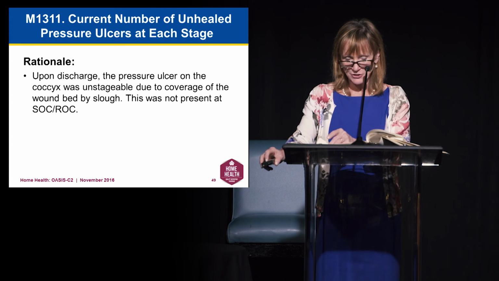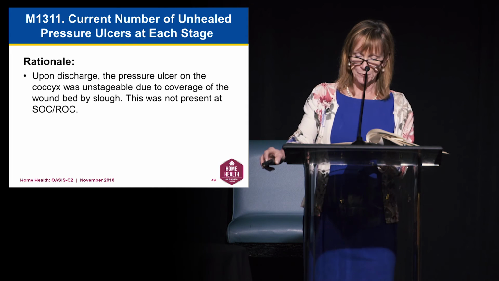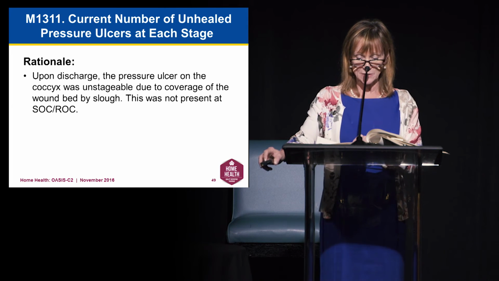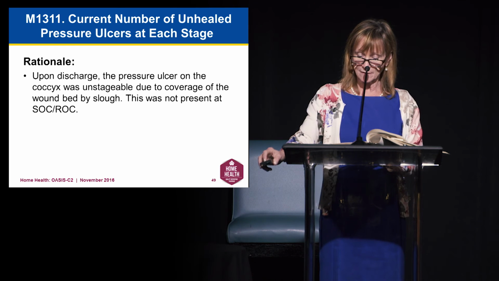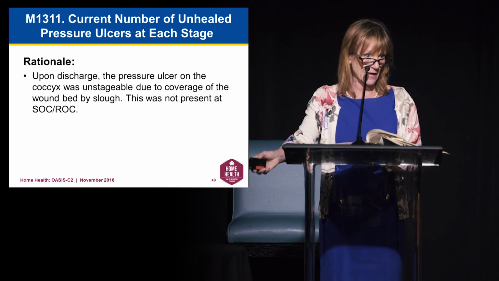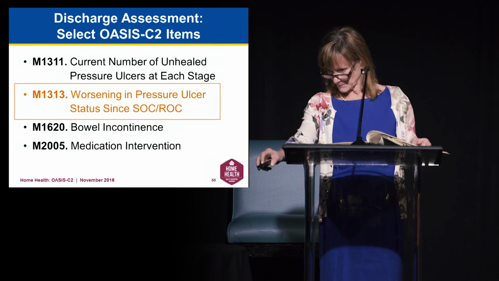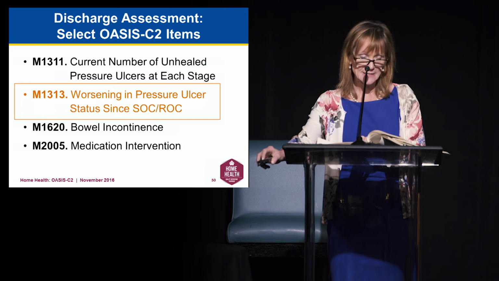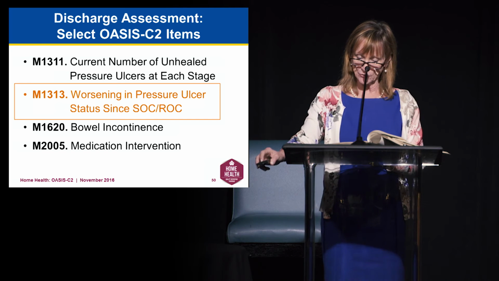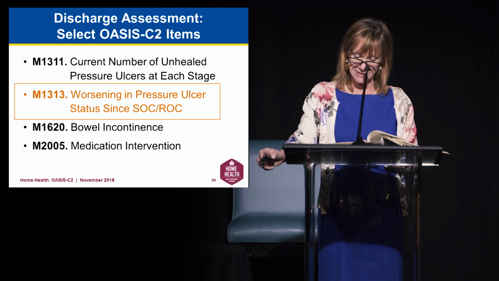And again, the rationale for this is that upon discharge, the pressure ulcer on the coccyx was unstageable due to coverage of the wound bed by slough, and this was not present at the ROC assessment. So the next item we'll be doing is M1313. This is the worsening in pressure ulcer status since the ROC.